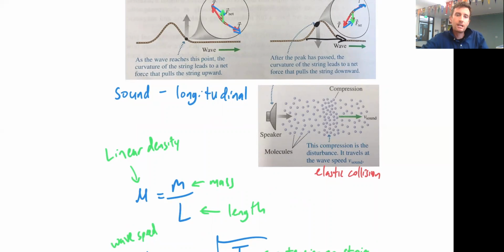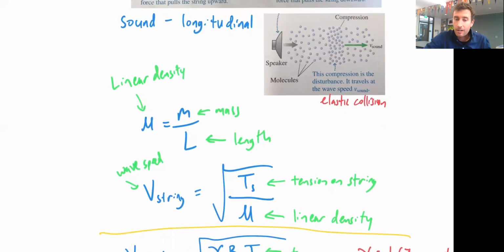Okay. Now, if I were trying to figure out how fast a wave is going down a string, first I could figure out the string's linear density, and the linear density is the mass of the string divided by the length of the string. Then I could take the tension on the string divided by the linear density, take the square root of it, and that would give me the total velocity of the wave down the string. So the wave speed is the square root of the tension divided by the linear density of the string.